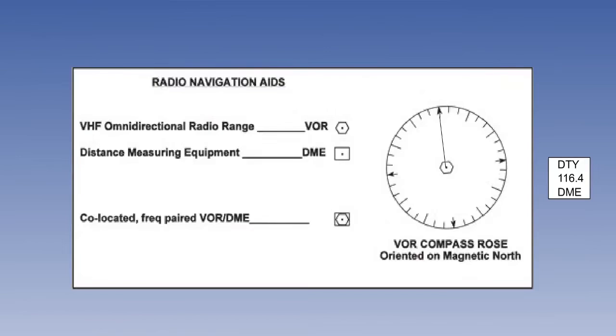The symbol for DME varies from chart to chart, and is shown on each chart legend. Here we see the legend on a topographical chart.